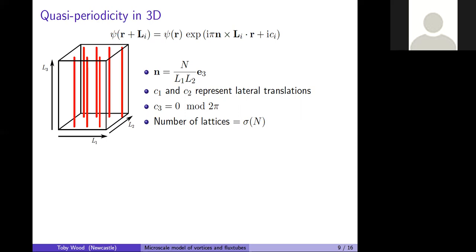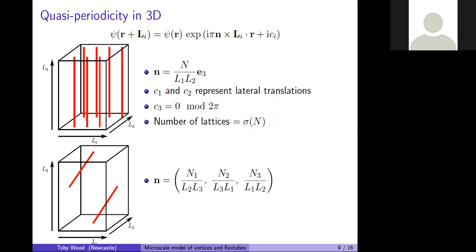However, we know that in a neutron star, the vortex lattice and the flux tube lattice are not aligned. So if we want to model both of them together, we could arrange our box so it's aligned with, say, the rotation axis, but then the magnetic flux tube will not be aligned with any of our Cartesian coordinates. So we just have to bite the bullet and consider the more general case of a tilted lattice. So we have to extend these results.